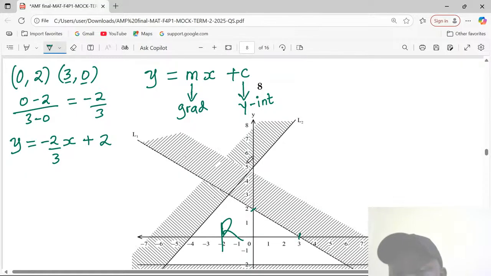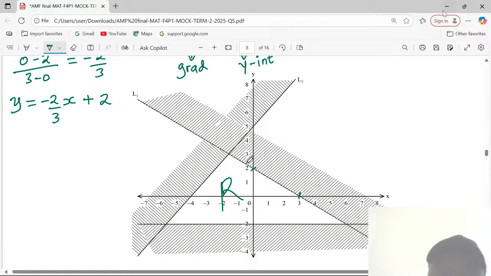We have our equation without struggling, because we know that in a straight line the value just before x is the gradient, and the constant added is the y-intercept. We can read the y-intercept right from the graph. The y-intercept is the point where the line cuts the y-axis, so from the graph we can read that comfortably: positive 2.